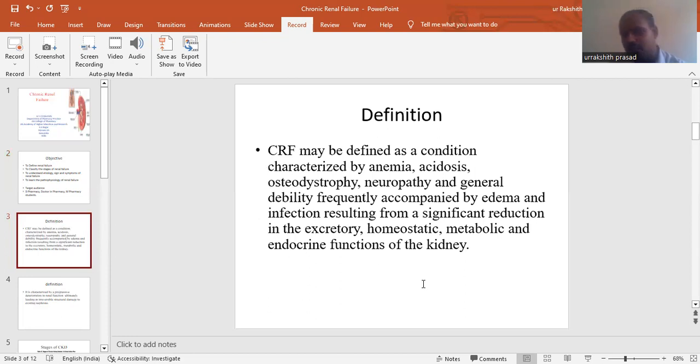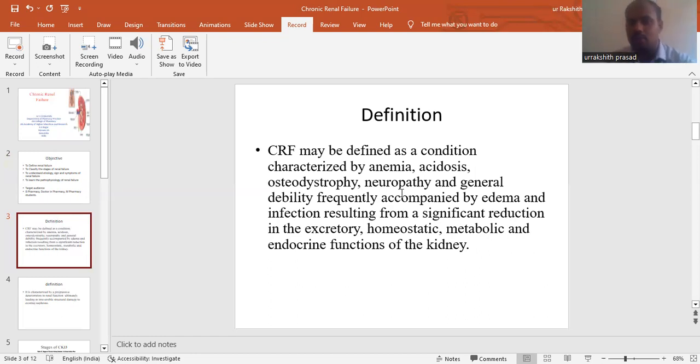By definition, whenever a person has chronic renal failure, he may have anemia, a reduction in the blood levels, then acidosis, meaning the H plus ions may be altered, and osteodystrophy, where the patient may have a reduction in bone size, and neuropathy, so they may have a tingling sensation and numbness in the hands and feet, and may not be able to do movements.